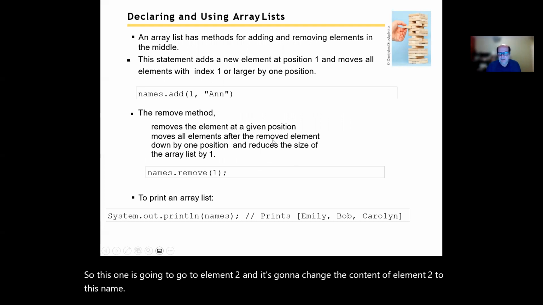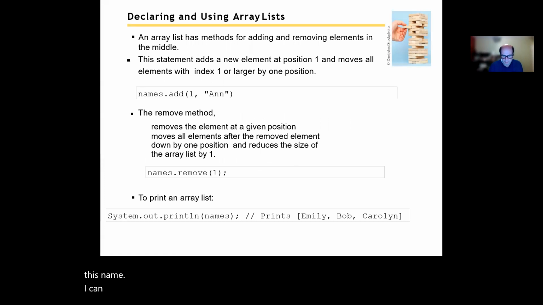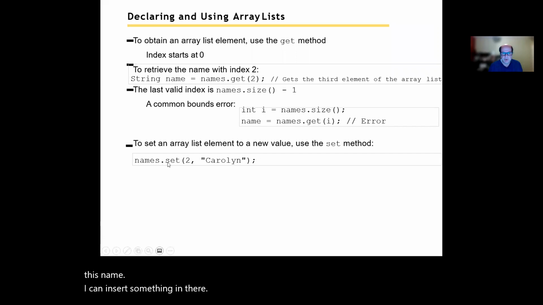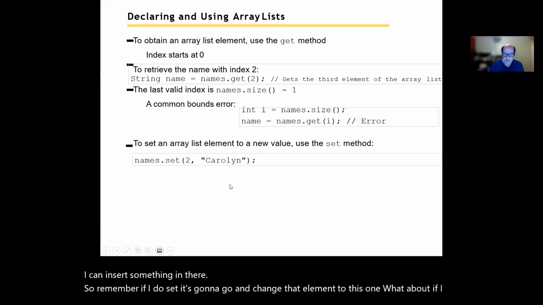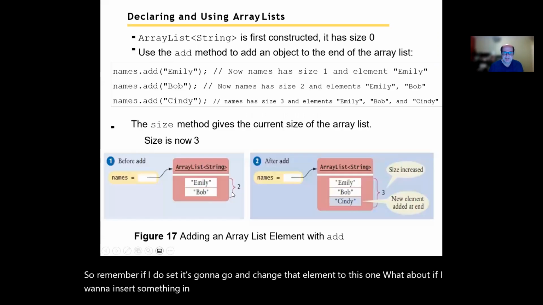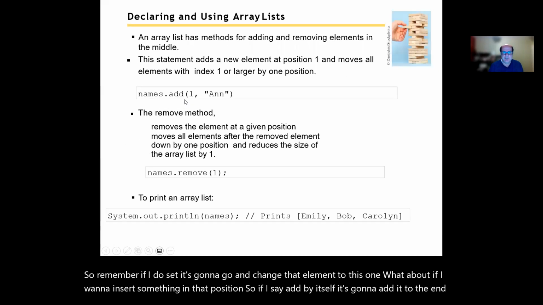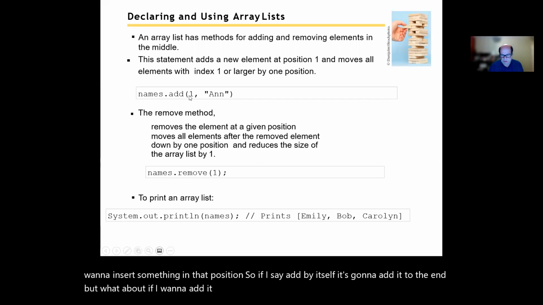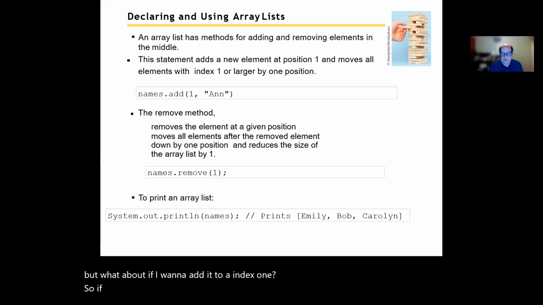I can insert something in there. So remember, if I do set, it's going to go and change that element to this. What about if I want to insert something in that position? If I say add by itself, it's going to add it to the end. But what about if I want to add it to index 1? If I use add without the number, it's going to put it at the end.